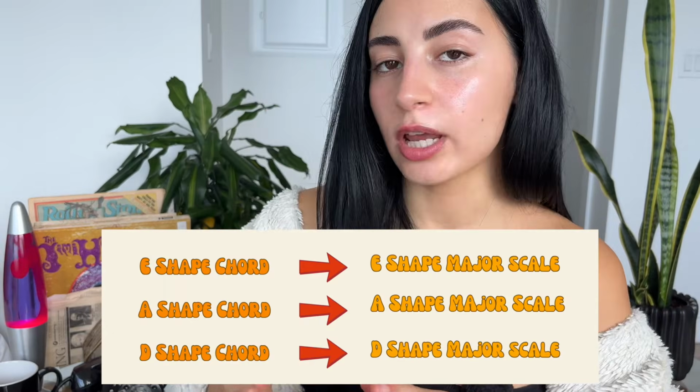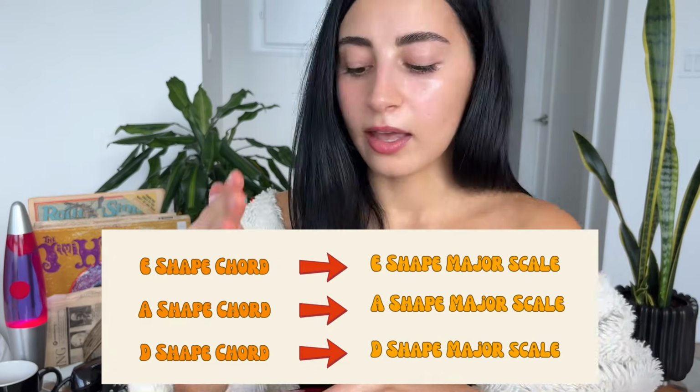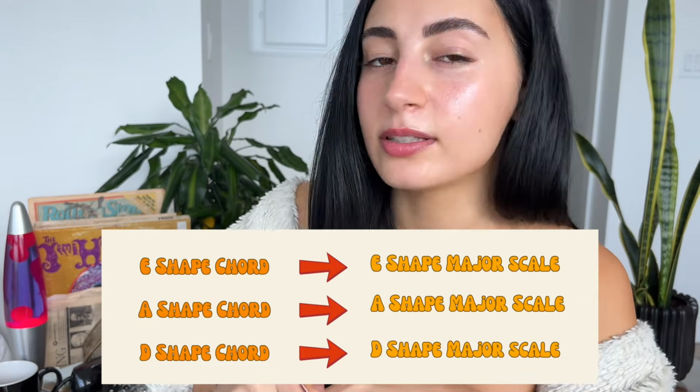C shape, E shape, whatever shape? Remember when I said the major scale could be played out of the 5 CAGED positions? C, A, G, E, D? That's what I'm talking about. Those CAGED positions. The E-shaped C major 7 chord lives within the E-shaped C major scale. And the A-shaped C major 7 chord lives within the A-shaped C major scale.